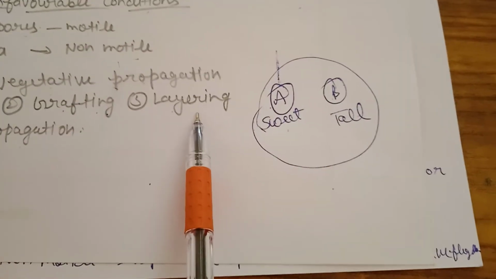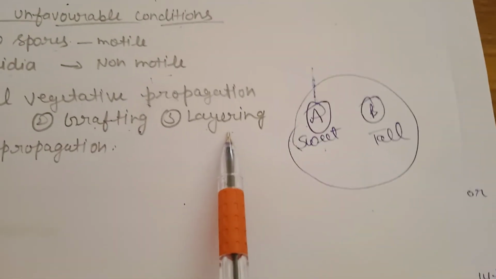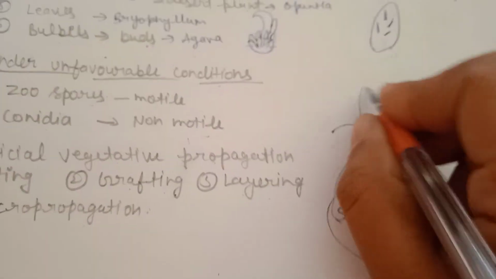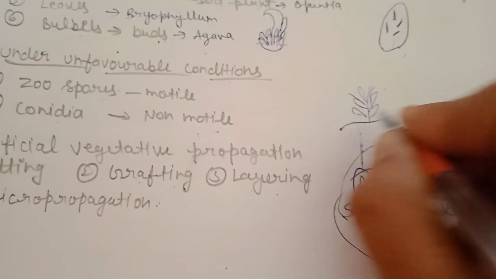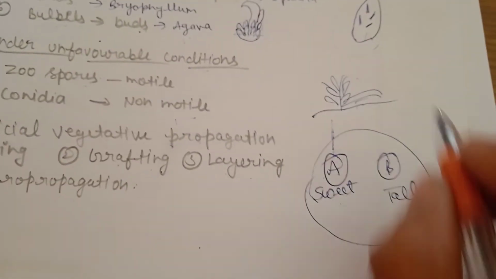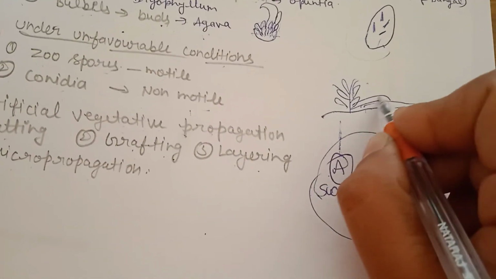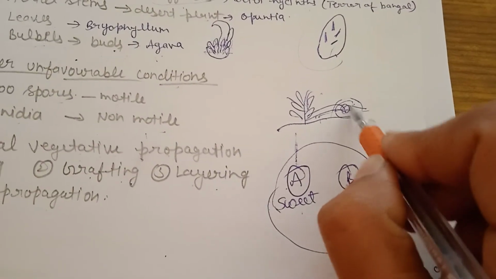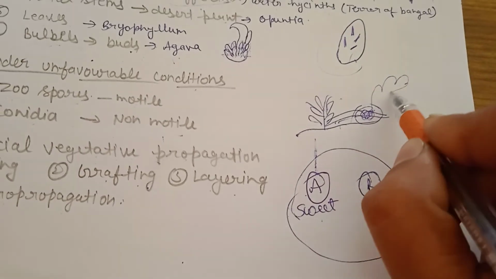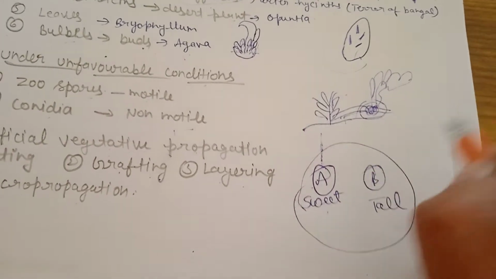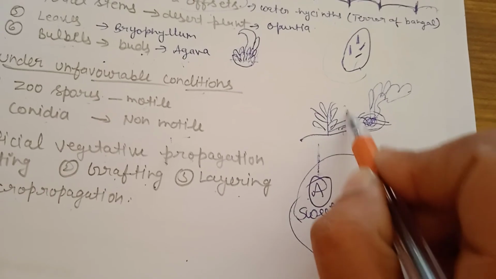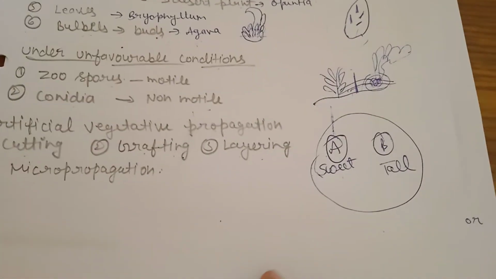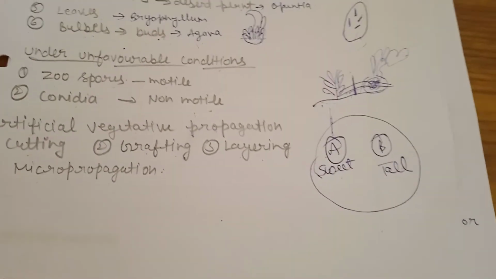Okay, third one is layering. In layering you can take the example of jasmine. This is the plant of jasmine. We stretch this layer and bury it into the soil. After some time this particular region grows into a new plant. Then after some time we detach it from this part. So these are two plants grown from a single plant by the method of layering.